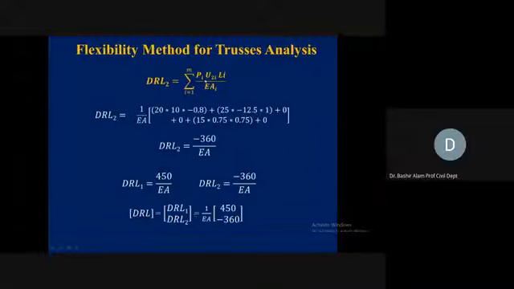DRL2 now is coming from the product of PU2 and times length. So here again, you see the length of all the 6 members, it is the contribution. So DRL2 is calculated. DRL matrix is now complete: 450 over EA and minus 360 over EA.